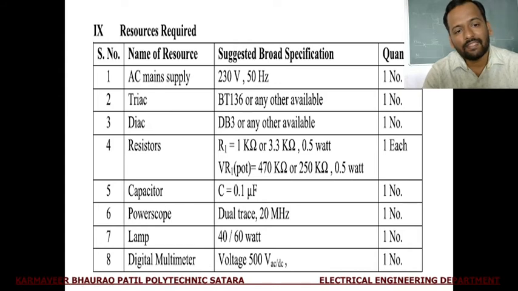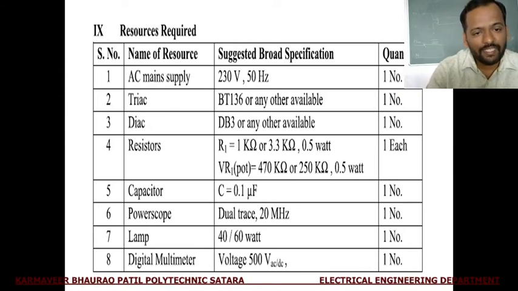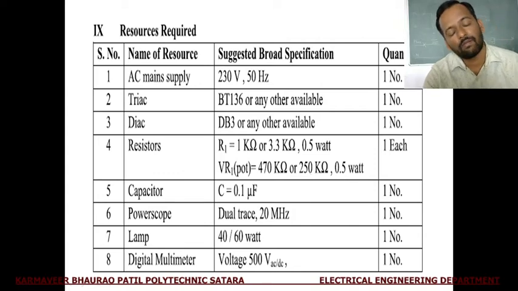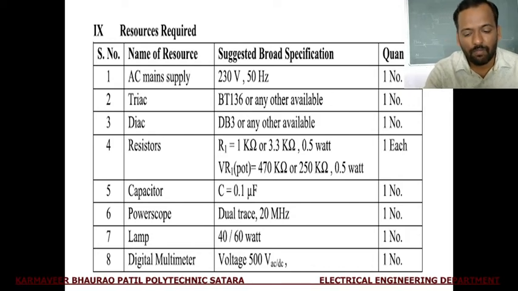Now in this experiment we are using a triac BT136, a diode DB3, one resistance of 1 kilo ohm, and a pot of 470 or 270 kilo ohm. Now in our diagram we are using a 250 kilo ohm pot.